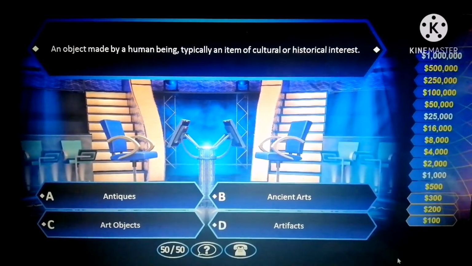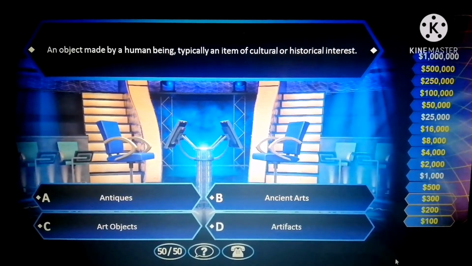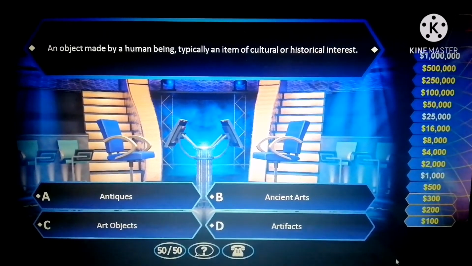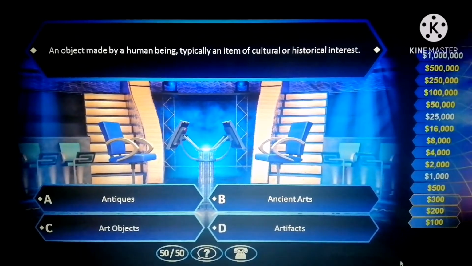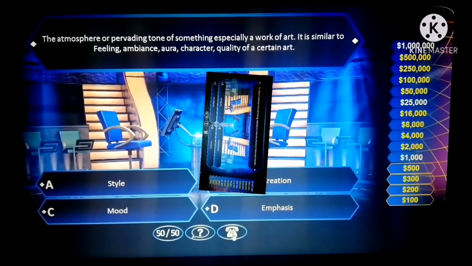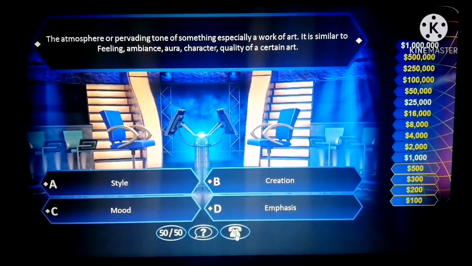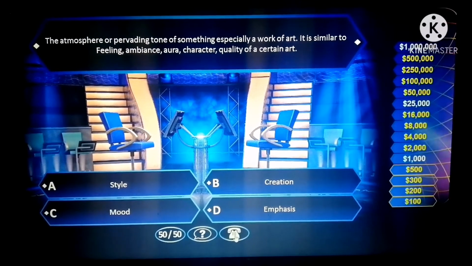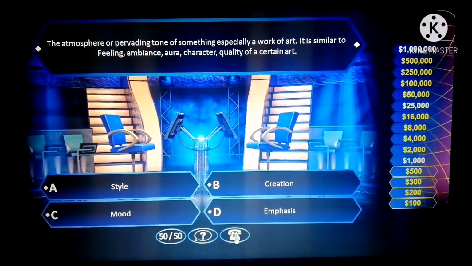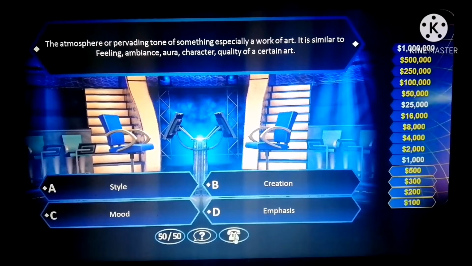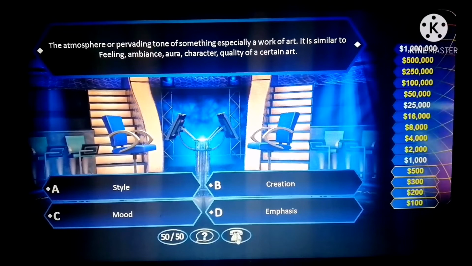Here's the fourth question. An object made by a human being, typically an item of cultural or historical interest. Is it A, antiques, B, ancient arts, C, art objects, or D, artifacts? The fifth question. The atmosphere or pervading tone of something, especially a work of art. It is similar to feeling, ambience, aura, character, quality of a certain art. Is it A, style, B, creation, C, mood, or D, emphasis?